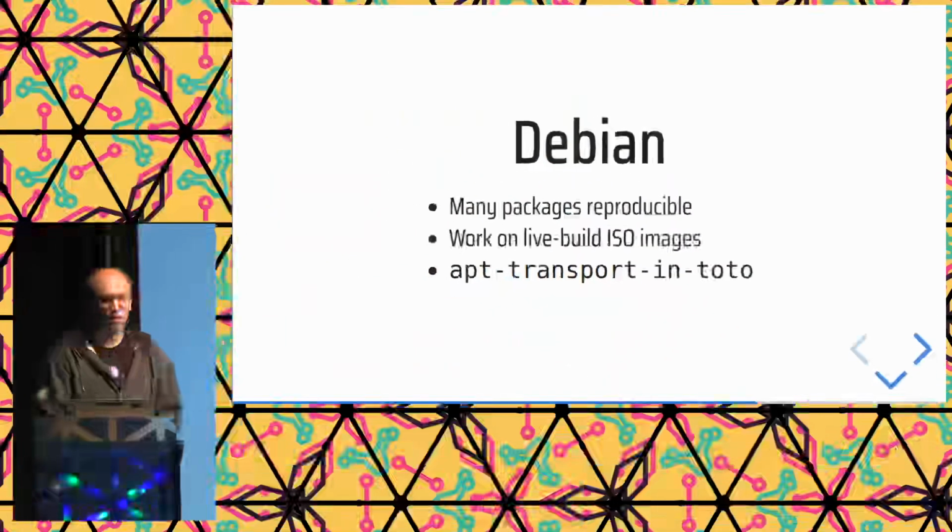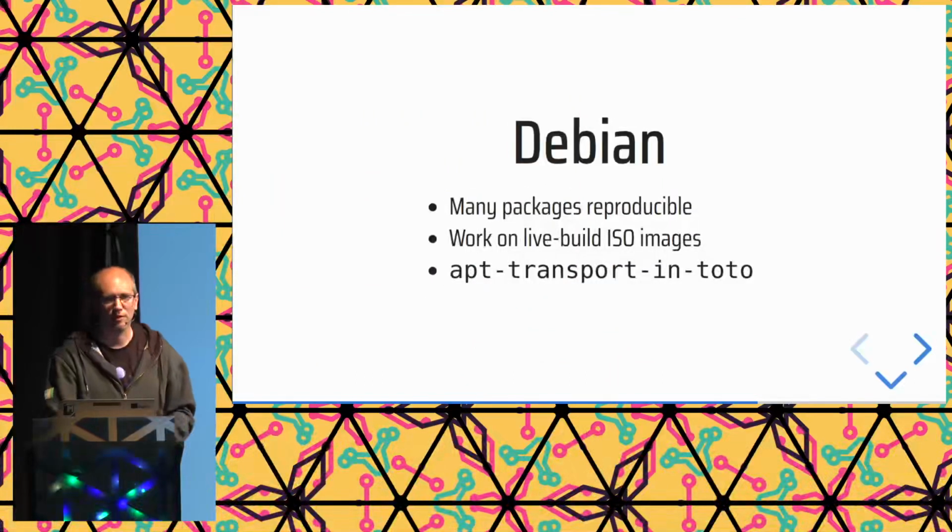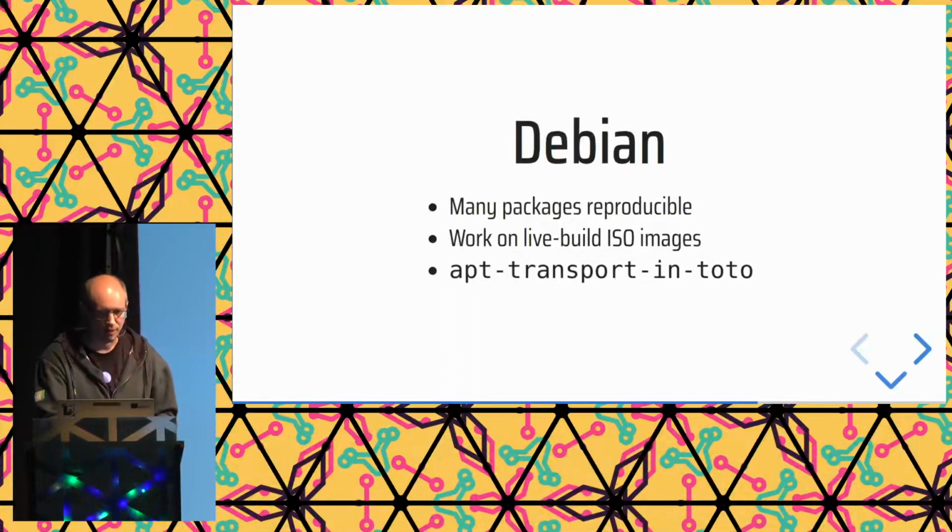So a lot of distributions are really active in this. Debian has traditionally been a huge driving factor of the reproducible builds project in general. They have a bunch of packages that are already reproducible. There's good work going on also making the live images, the ISOs, reproducible.